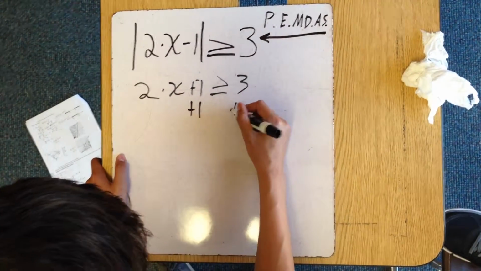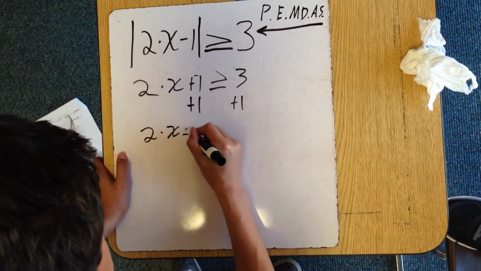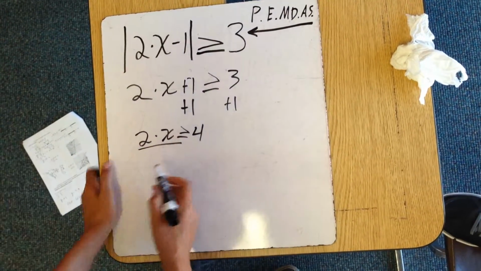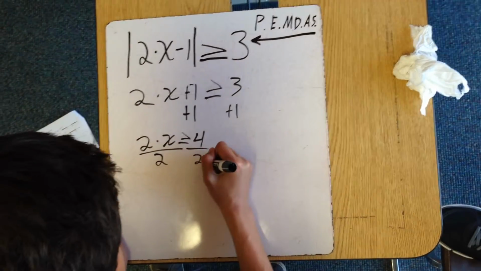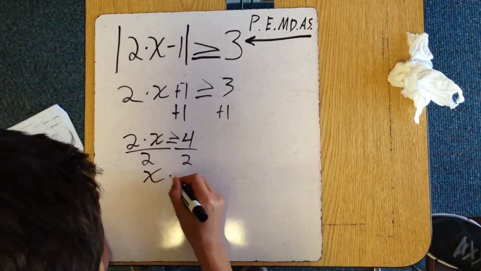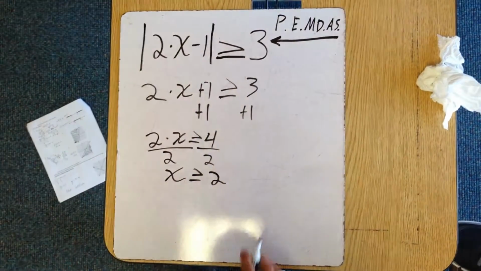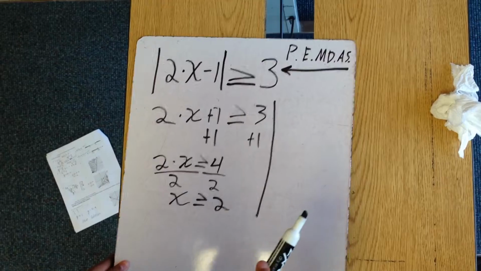So add 1 to both sides. So 2x is greater than or equal to 4. And you got to divide both sides by 2 to undo the 2x. So x is greater than or equal to 2. Now, since it's an absolute value question, there's going to be 2 responses.